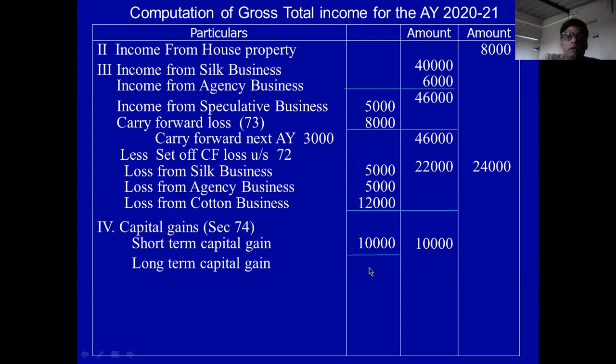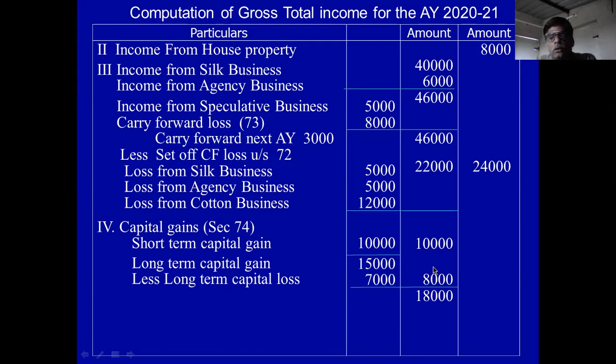I'll take long term capital gain. Long term capital gain 15,000. Okay. Less long term capital loss carry forward. Carry forward is 7,000. You deduct it. Balance is 8,000. Okay. And you take the total of the capital gains. 10,000 plus 8,000, 18,000. 18,000 is the total capital gain, short term plus long term. In this 18,000, less carry forward loss, short term total 12,000. Your answer is income from capital gain is 6,000.